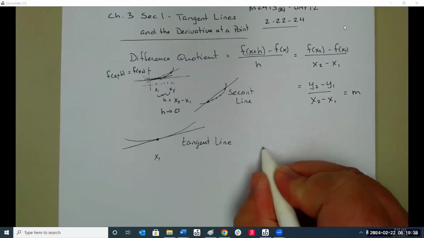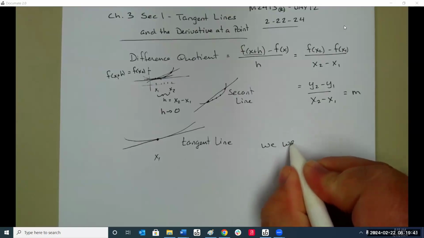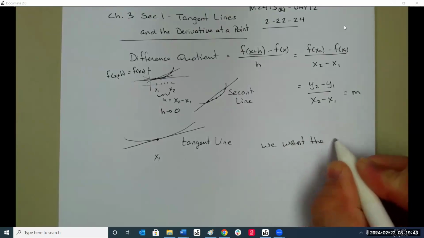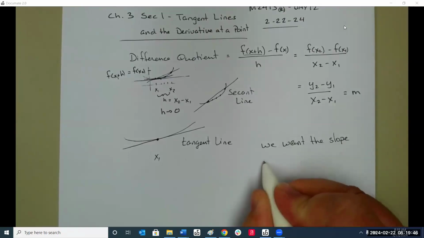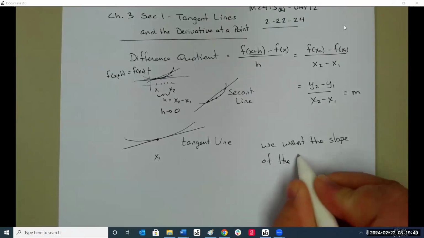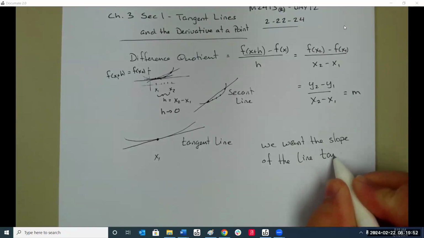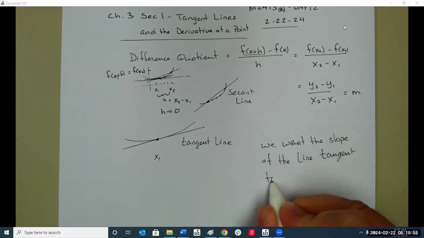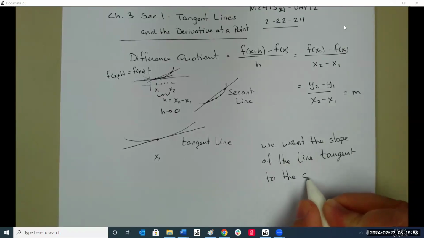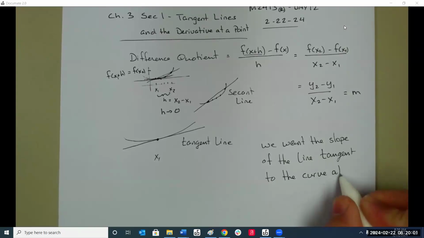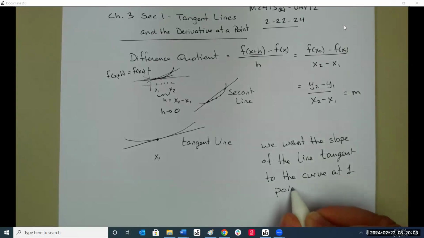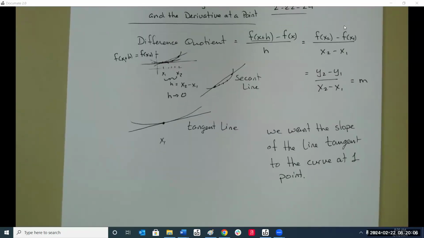So we're looking for, we want the slope of the line tangent to the curve at one point. Because then at that point, we know what the slope of that curve is, the rate of change of that curve at that point is.